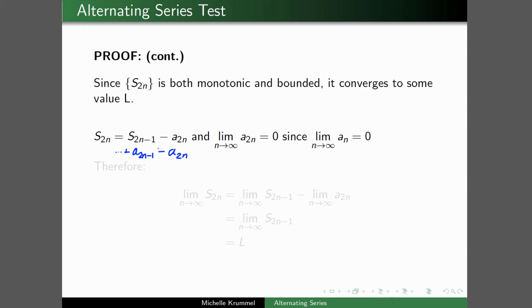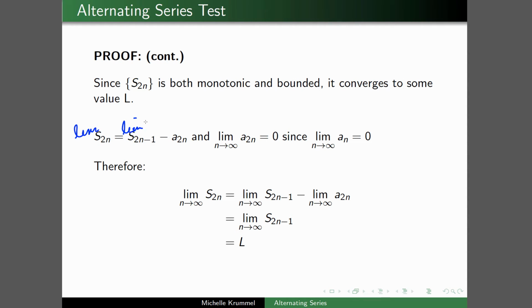Now, one of our assumptions in the beginning was that the limit of the nth term goes to 0. And if the limit of the nth term goes to 0, then the limit of a sub 2n must also go to 0, because a sub 2n just means we're farther along in the series. So now we have the limit of the even partial sums equal to the limit of the odd partial sums minus the limit of a sub 2n as n goes to infinity. And all I did there was take the limit of this term and set that equal to the limit of this term minus the limit of this term. So that came directly from this equation right here.